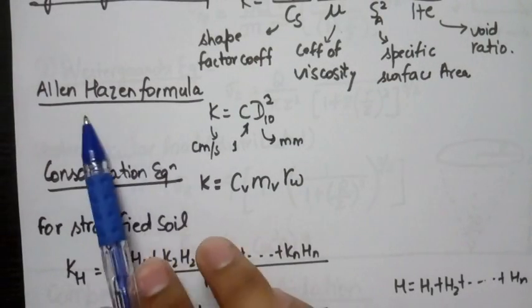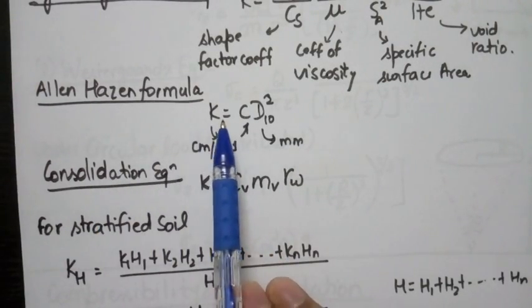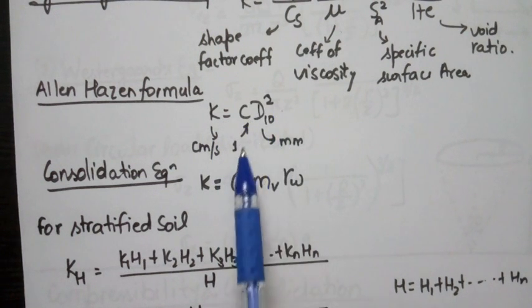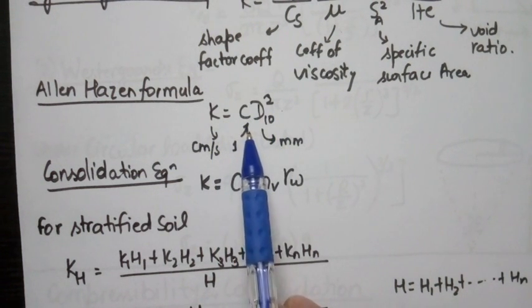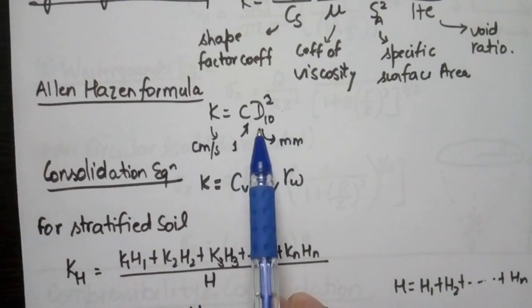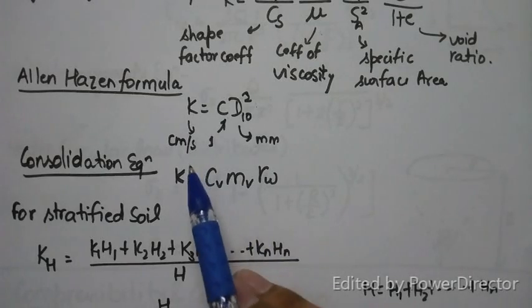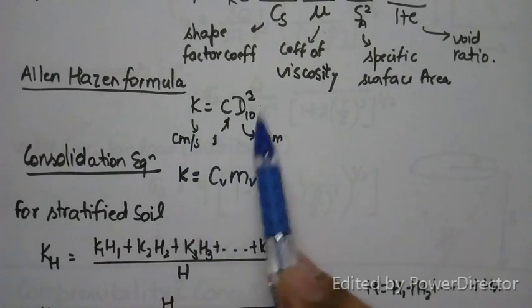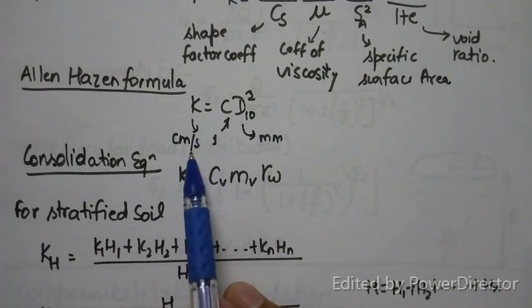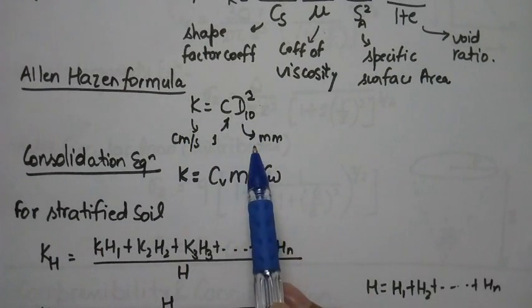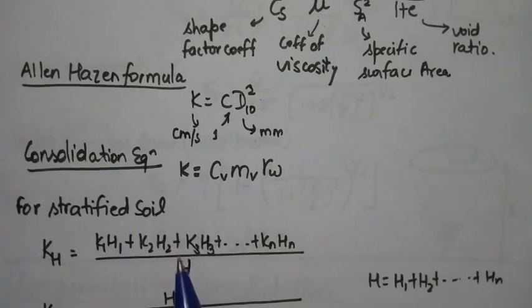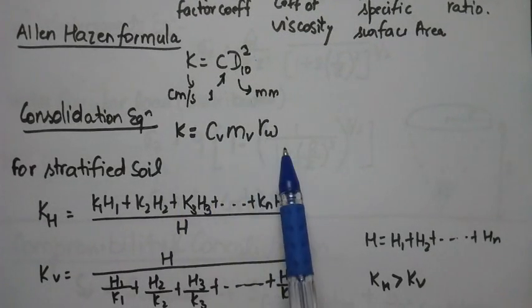Now next formula is Allen Hazen formula to determine K. This is C D10 square. In this we usually put the value of C as 1. K equal to C D10 square, in which K is in centimeter per second, C is 1 and D10 is in mm. Now the consolidation equation, K equal to Cv mv gamma W.